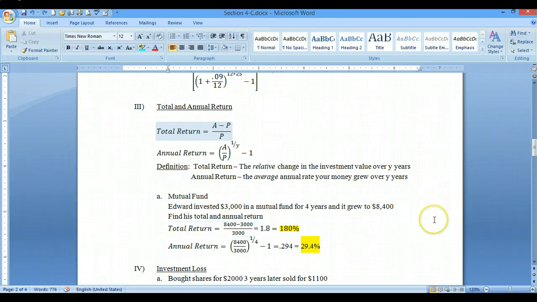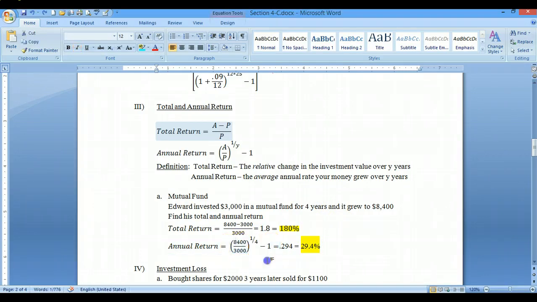The new number, 8,400, minus the old number, 3,000, divided by the old number, 3,000. And we get 1.8. Change that to a percent is 180%. The annual return is going to be A over P. In this case, A was the amount final, 8,400, over principal is 3,000. Raise it to the 1 over y, y standing for the number of years. We have 4 years, minus 1.